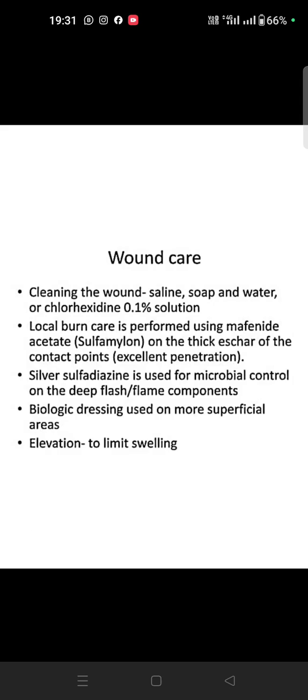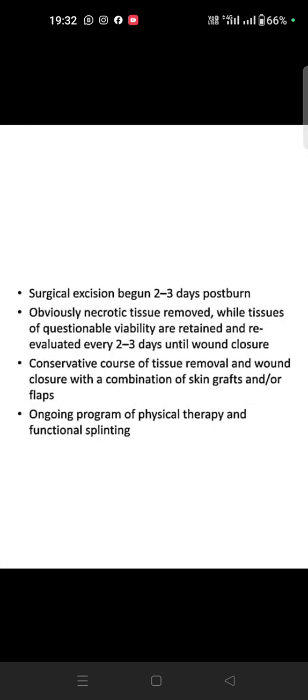Then chlorhexidine 0.1 percent. Then local burn care with mafenide acetate (sulfamylon), which has excellent penetration. Silver sulfadiazine is used for microbial control. Deep burns and flame burns use biological dressings for superficial wounds, and elevation to limit swelling. Surgical excision begins 2 to 3 days post burn, removing the necrotic tissue.